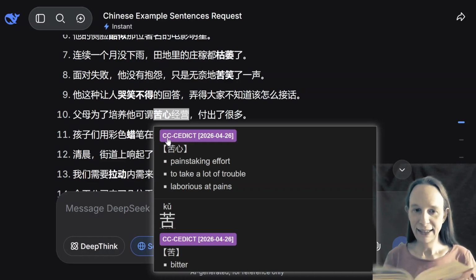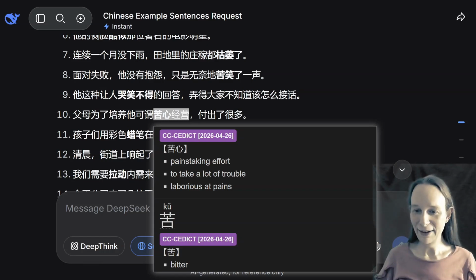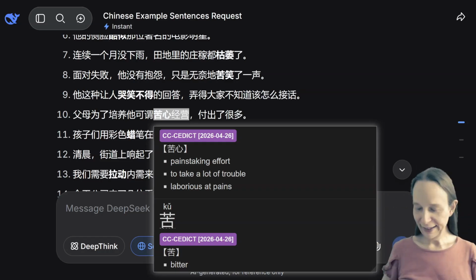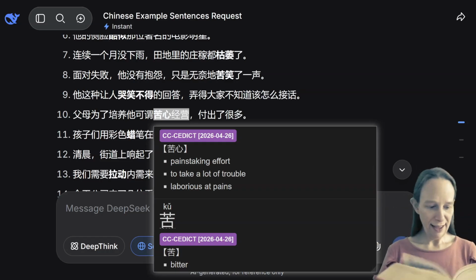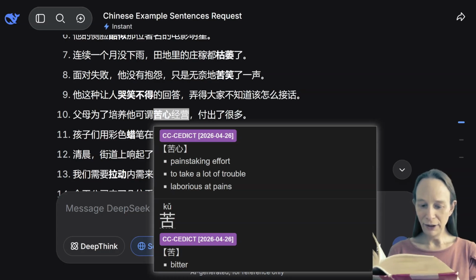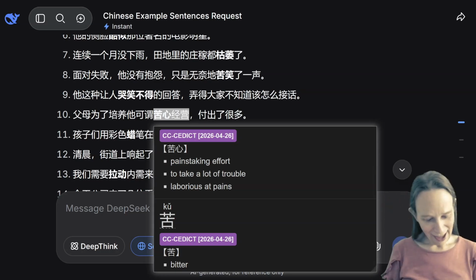苦心 is in the dictionary. The dictionary says, oh, I've got some weird light thing going on. One second. All right, where were we? 苦心 in the dictionary. 苦心. All right, 苦心. 费尽辛劳的用在某些事情上的心思或精力. Yeah, painstaking effort, basically.